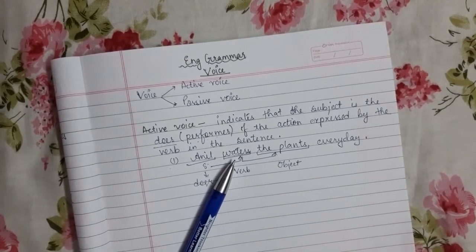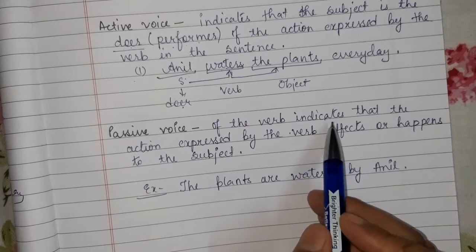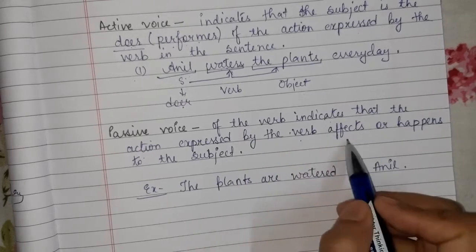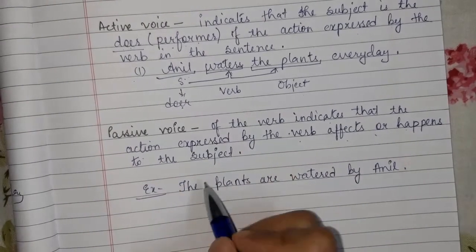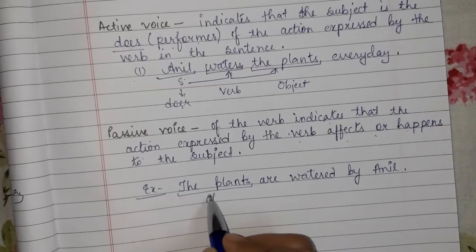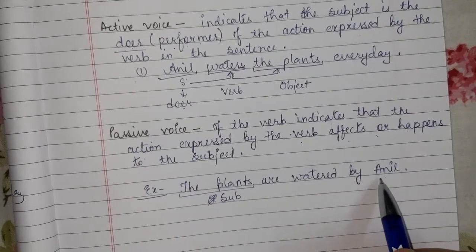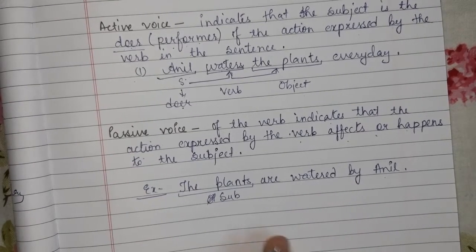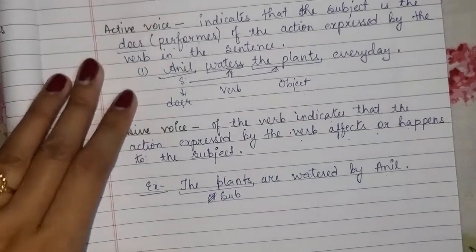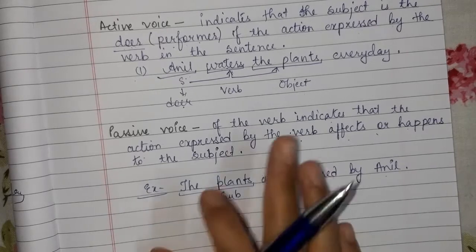Now let's see what is passive voice. Passive voice means the passive voice of the verb. It shows that the action expressed by the verb affects or happens to the subject. It means we give more importance to the object here. So the object becomes the subject. The subject is affected by the verb. In passive voice we show that the subject is affected by the verb, and in active voice we show that the subject performs the action. So this is the only difference between active voice and passive voice.